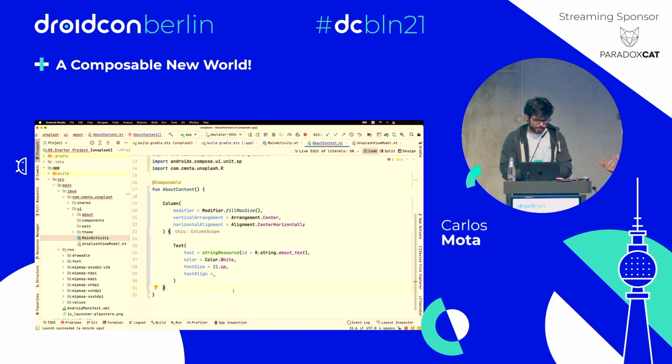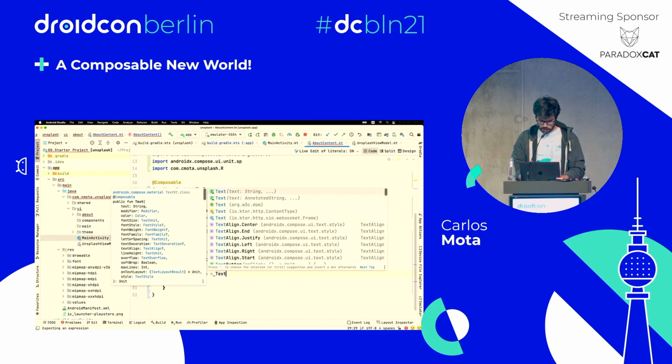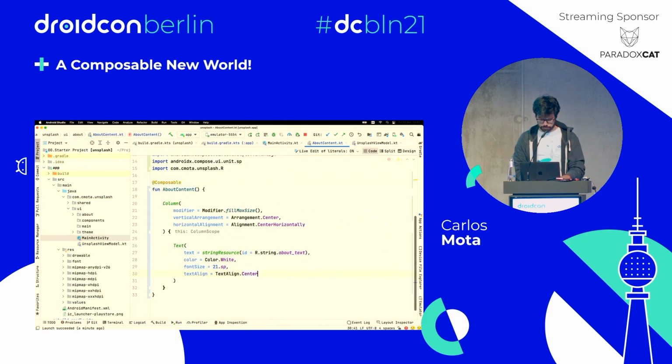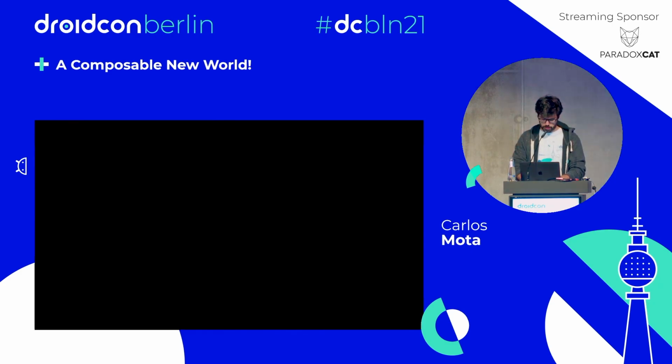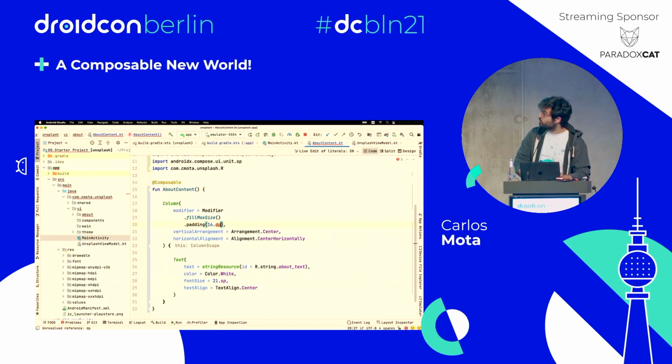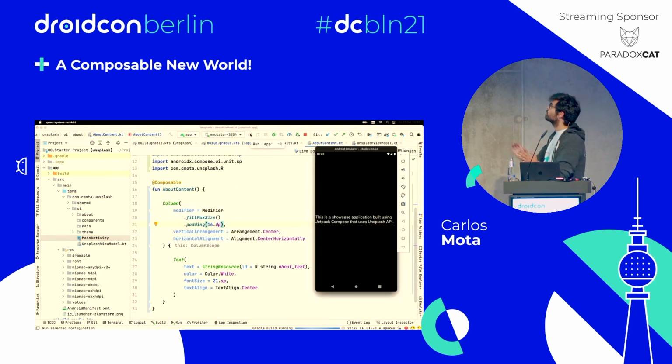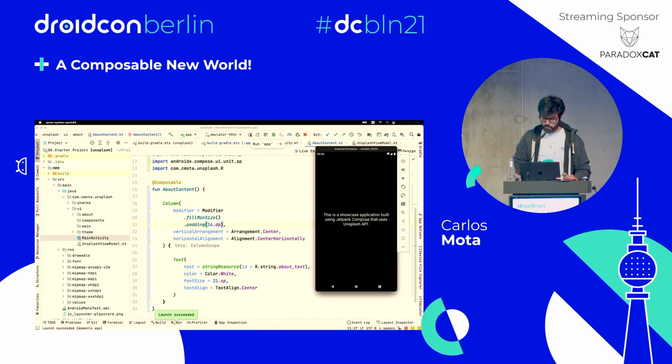Third time's the charm. Let's see it. So I'm just going to call text align, and I'm going to say that I want it to be centered. And I also want to have some padding here, so I'm just going to grab this modifier and write padding. Alt-Enter. I've just set the padding, and we're going to see a couple of differences here. The text will be at the center, and I will have a small padding on the margins. Prettier, right?